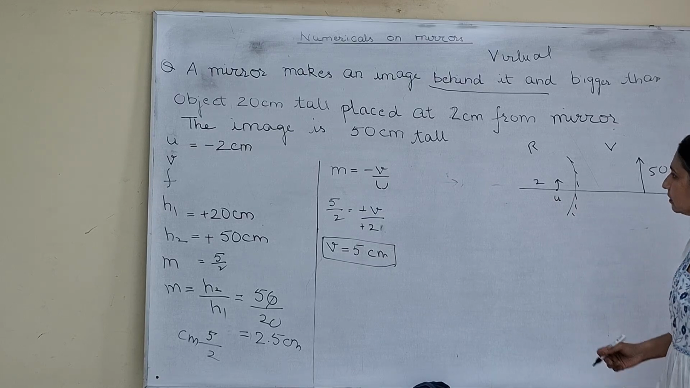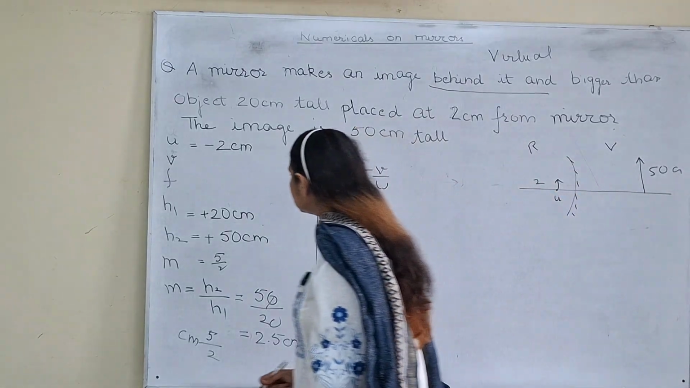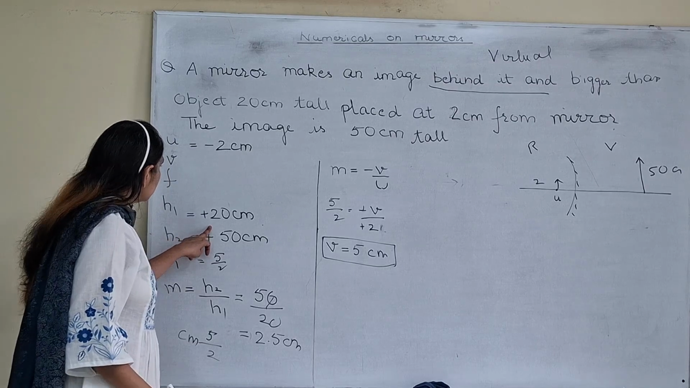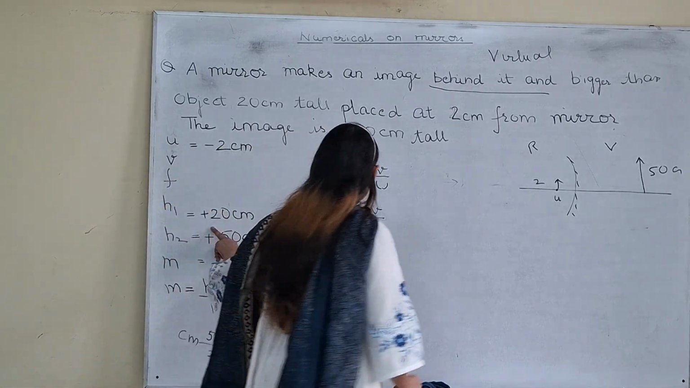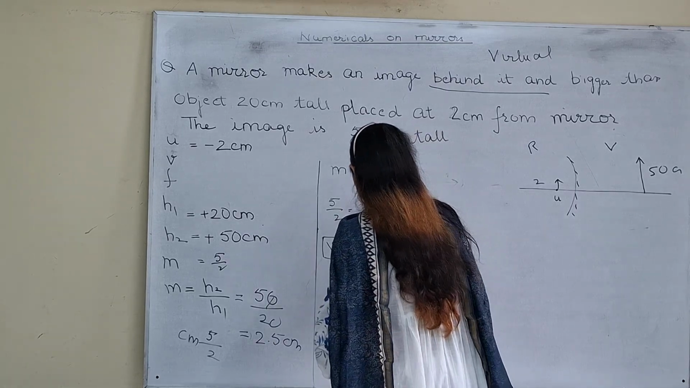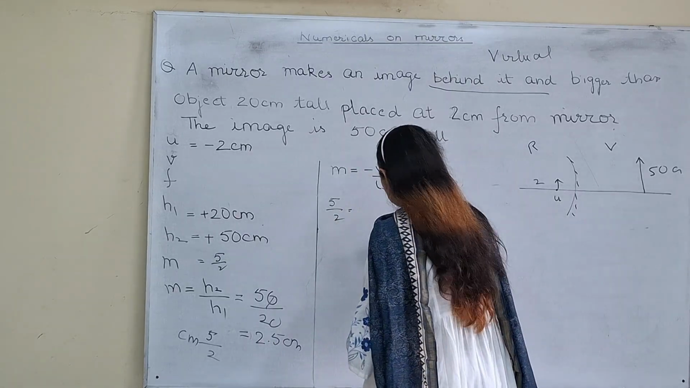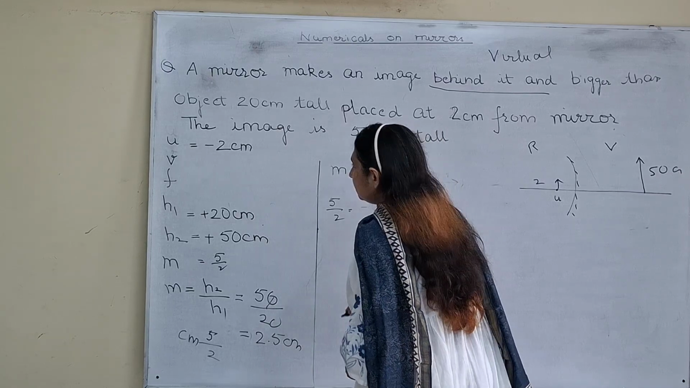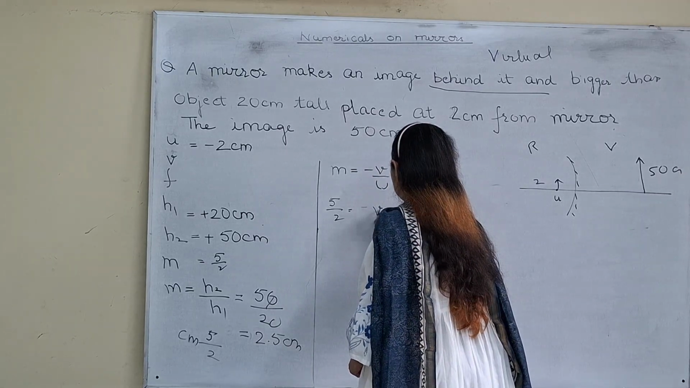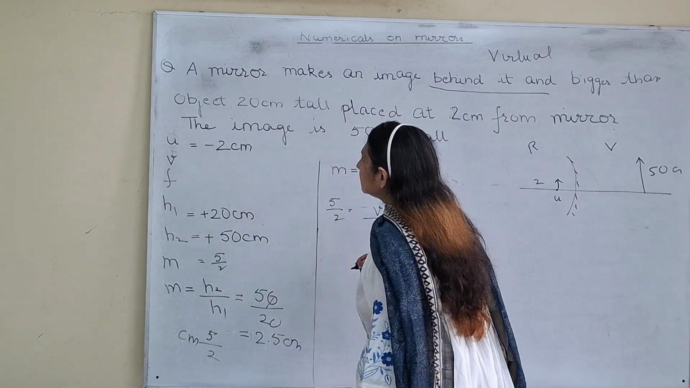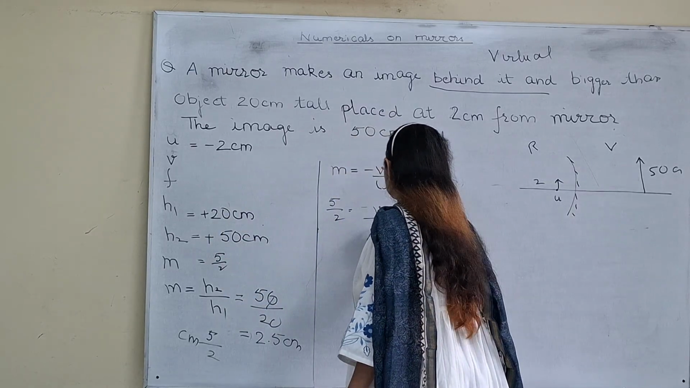पता नहीं क्यों, have I written different things? This is h1, it is 20. I wrote 2. Oh, 5/2. Sorry, I'm really sorry for this. Okay, 5/2 is minus, we don't have v, and the u is minus 2 only, so it was fine.